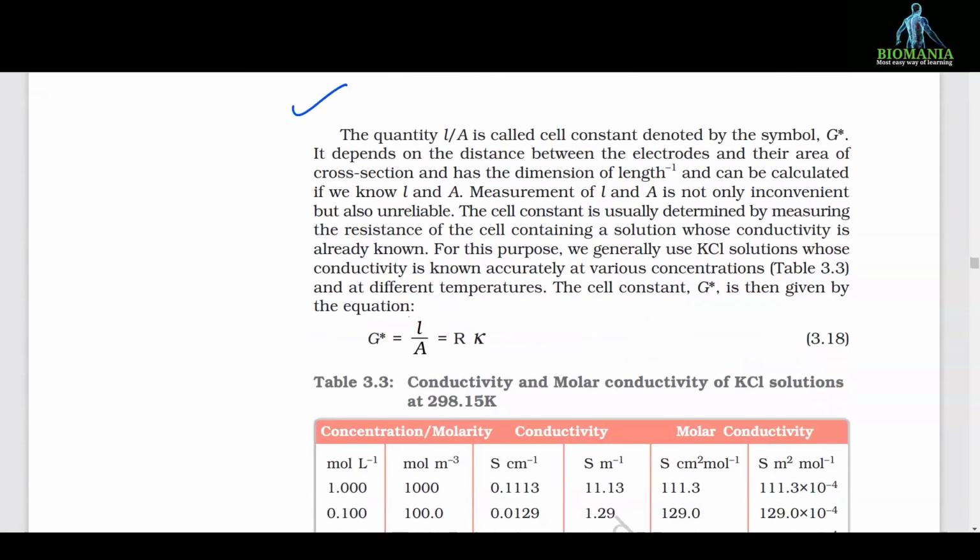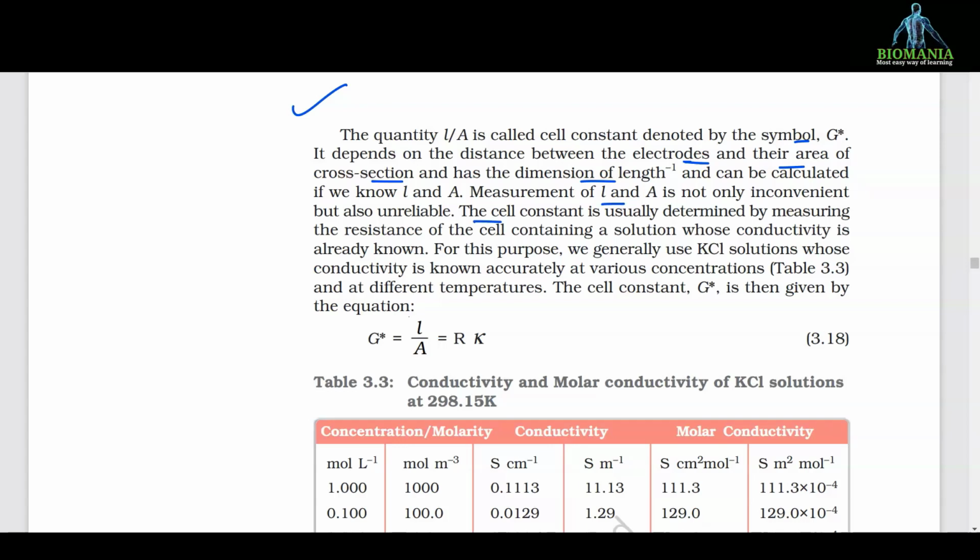The quantity L/A is called the cell constant, denoted by the symbol G*, and it depends on the distance between the electrodes and their area of cross section and has the dimension of per length. It can be calculated if we know L and A. Measurement of L and A is not only inconvenient but also unreliable.